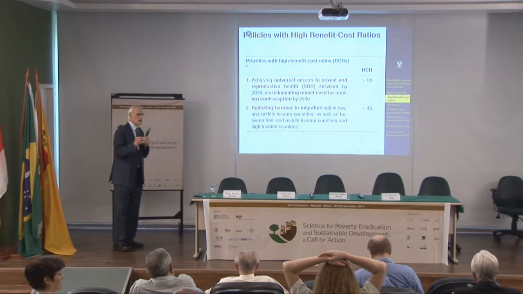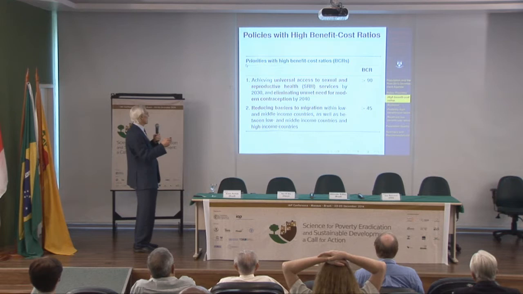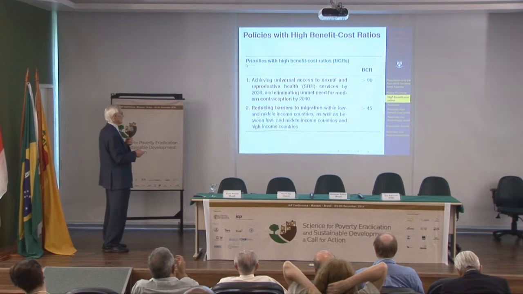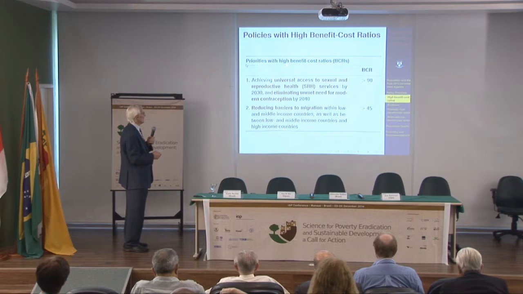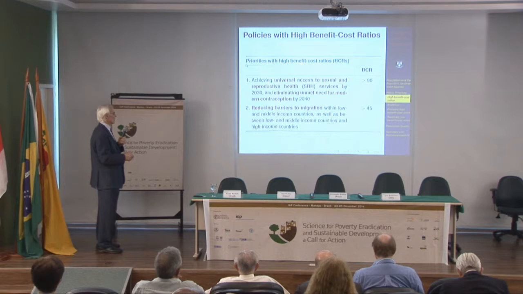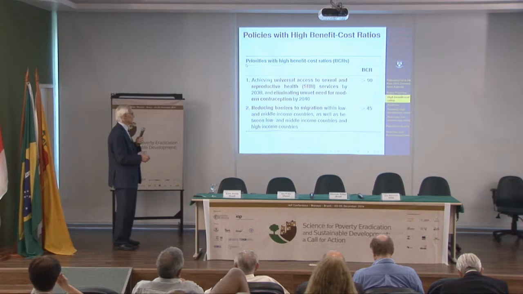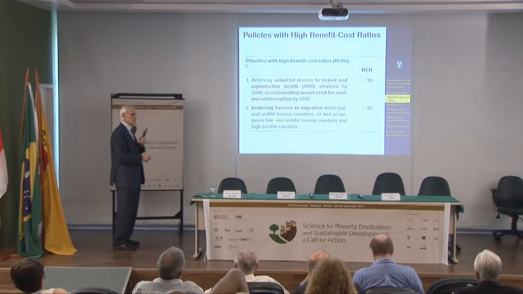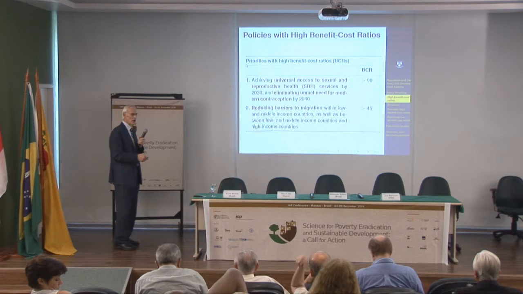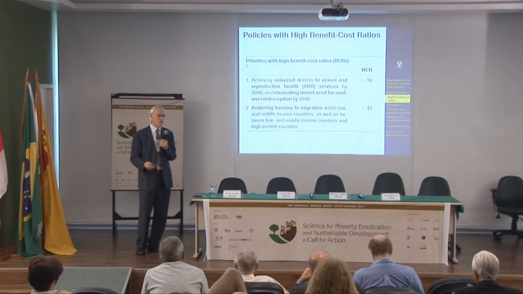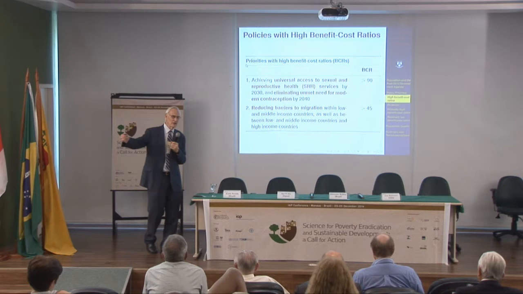So first, I'm going to look at some benefit-cost ratios for population quantity. This is based on a lot of underlying work that I can't summarize, obviously, in this presentation. But in this work, we come up with some really high benefit-cost ratios for some possibilities. First, for achieving universal access to sexual and reproductive health services by 2030 and eliminating unmet need for modern contraception by 2040, we get benefit-to-cost ratios over 90. You get over $90 for every dollar you spend. Sounds to me like a good deal. I would like to have an account where I could get $90 back for every dollar I put into it.